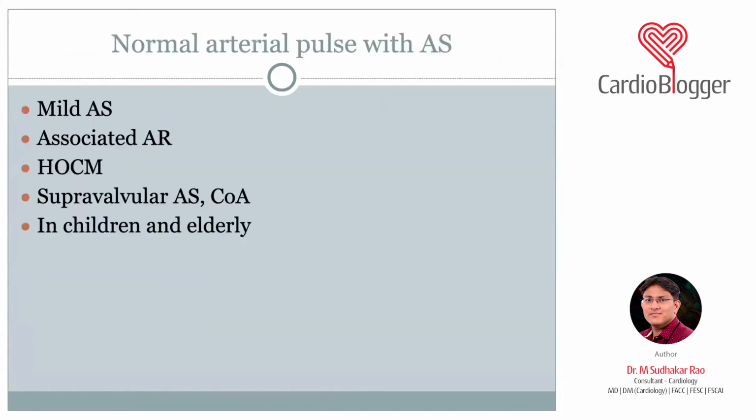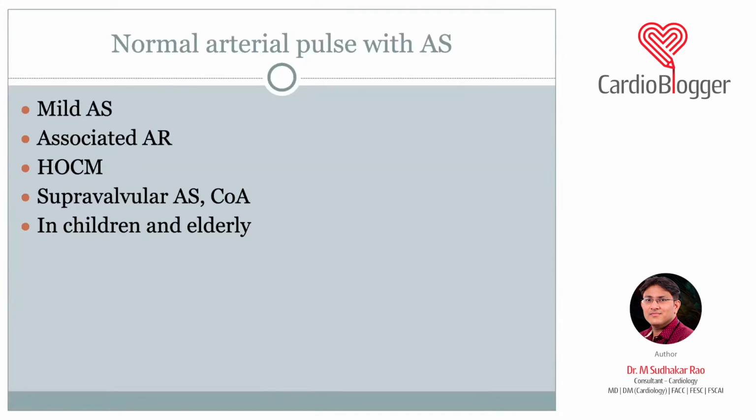Now there are conditions where you can get a normal arterial pulse in patients with aortic stenosis. If a patient doesn't have severe aortic stenosis and has only mild to moderate aortic stenosis, you get a normal pulse. If you have significant AR, aortic regurgitation, then you may get a normal pulse. Sometimes aortic stenosis can mimic conditions like HCM. HCM is a very close mimicker, which is a dynamic LVOTO. So it can have a normal pulse or it can have a jerky pulse, which I'll come to in detail in further slides.